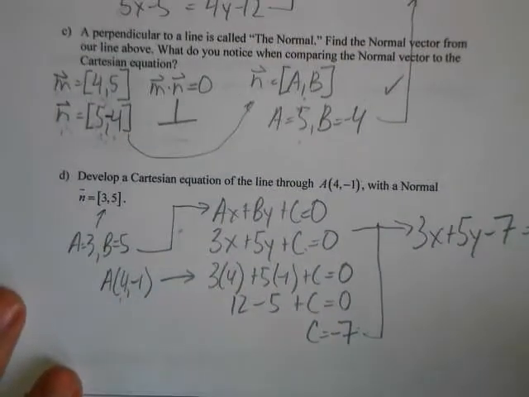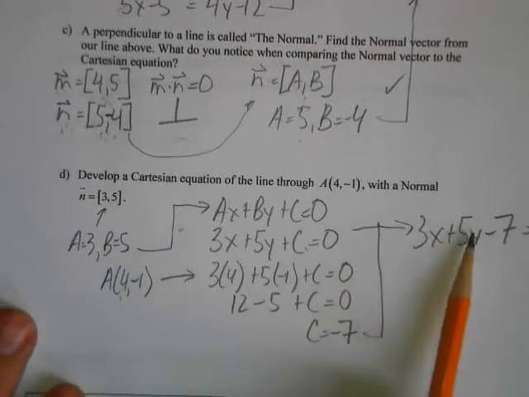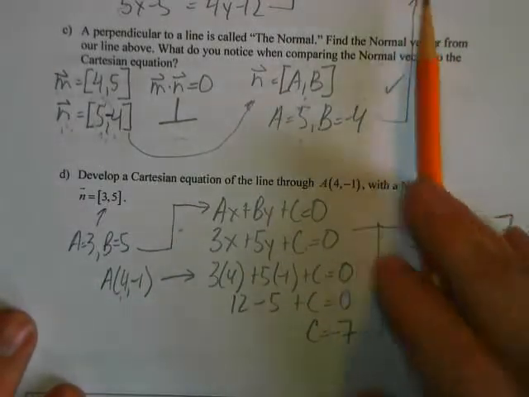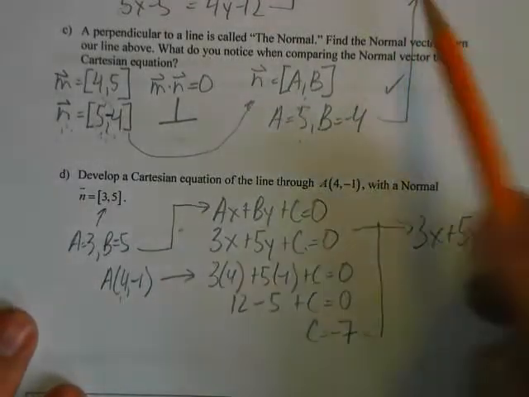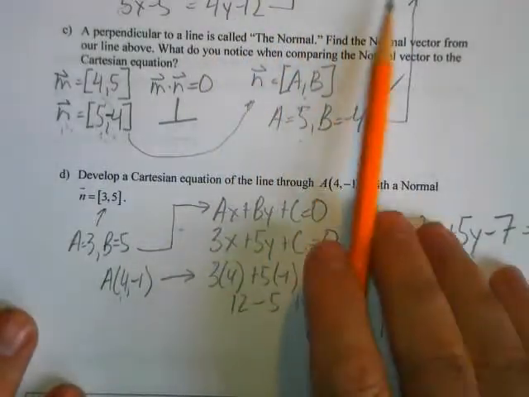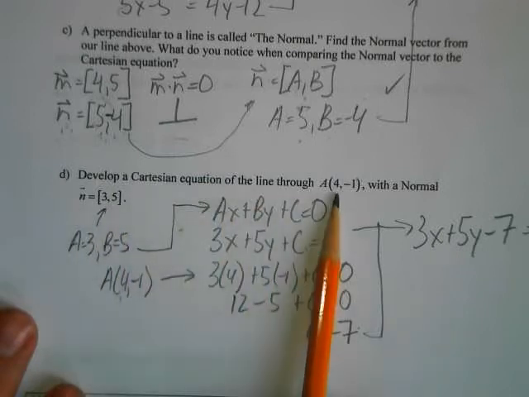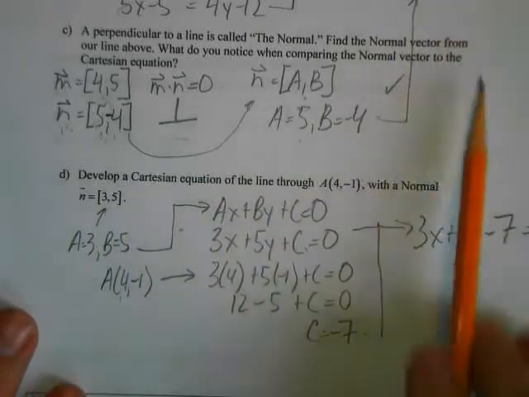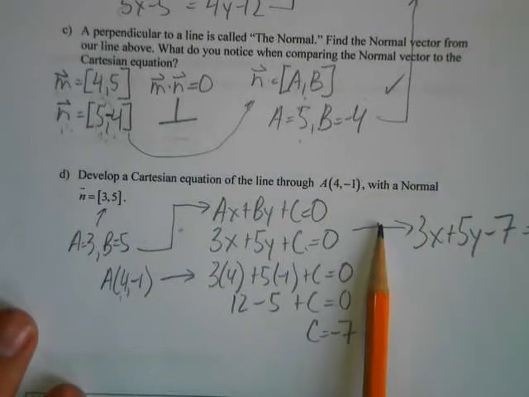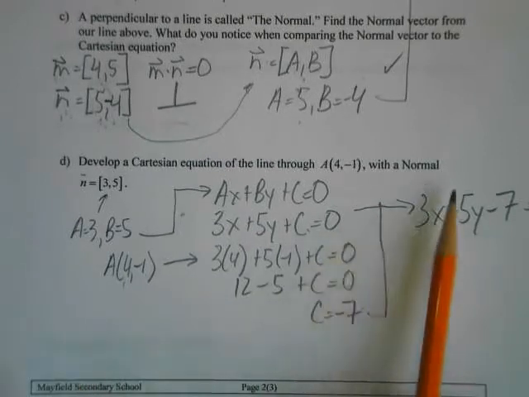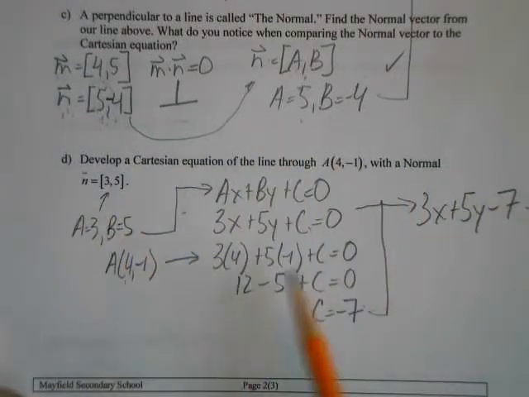Okay, now just so you're not comparing back to the previous one and saying, well, that's not the right equation. This was a different line than this one. This had a different normal and it had different points. So the fact that these are close but different has no bearing on this question at all.